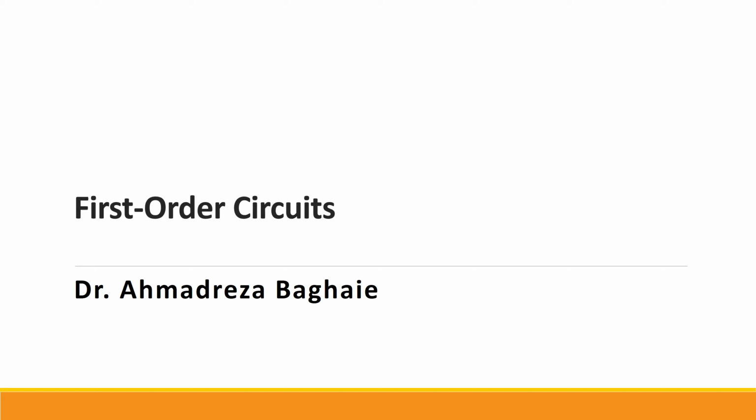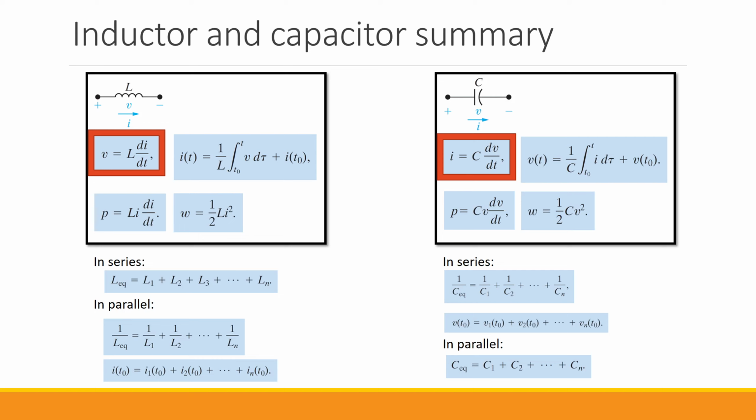In this video, I want to talk about first order circuits. Before I do that, let's quickly go over the equations that we had for the inductors and capacitors. If you remember from before, I said that the voltage in an inductor is the result of multiplying the size of the inductor, which is measured in Henry, by the derivative of its current over time.